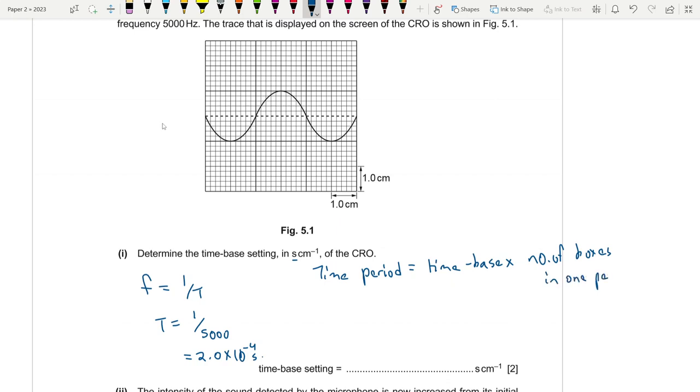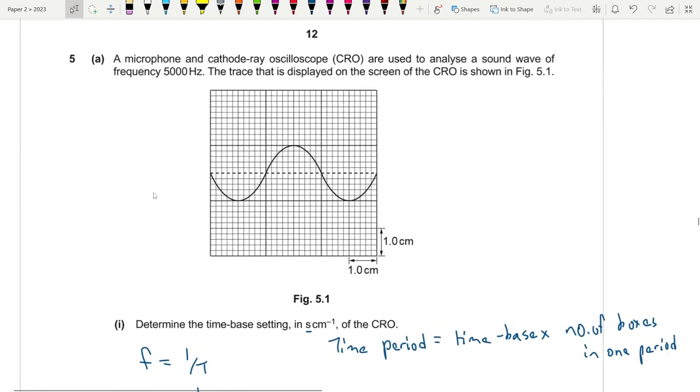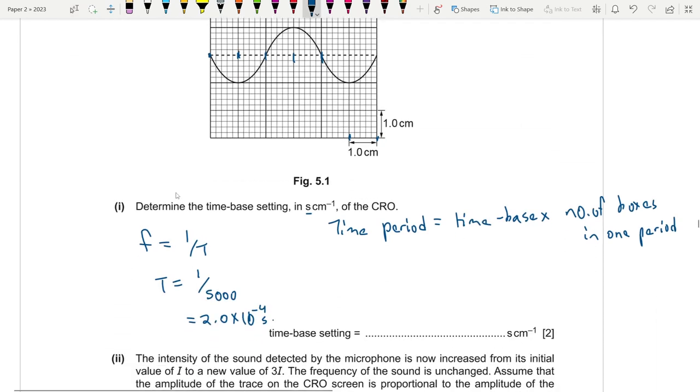In one period, essentially. So check this. How many centimeters do you have? How many 1 cm boxes do you have? This is the length of 1 cm. So you start from here, 1 cm, 2 cm, 3 cm, 4 centimeter. So 4 centimeter boxes. So can we write this?